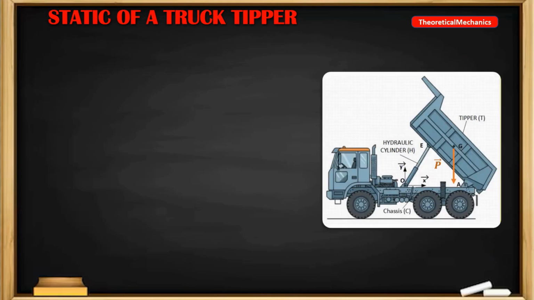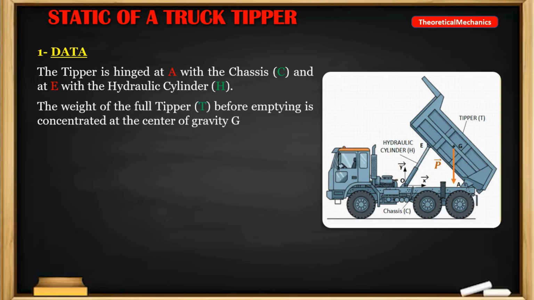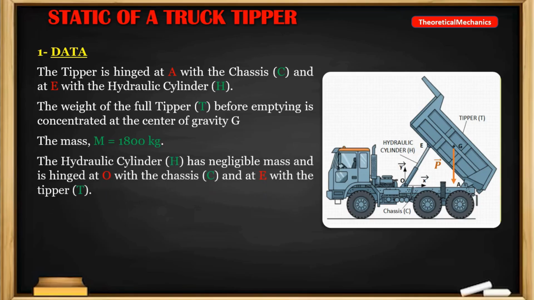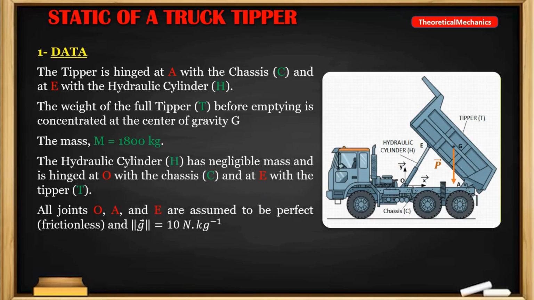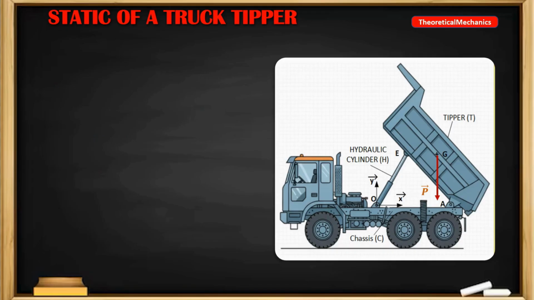The data needed to solve the graphical statics problem are as follows. The tipper body is connected to the hydraulic cylinder at point E and to the chassis at point A. The hydraulic cylinder is hinged at point O, the origin of the coordinate system O, X, Y, Z. Note that all joints are considered perfect and frictionless. I still recommend you look at the illustration opposite to fully understand the rest of the solution.